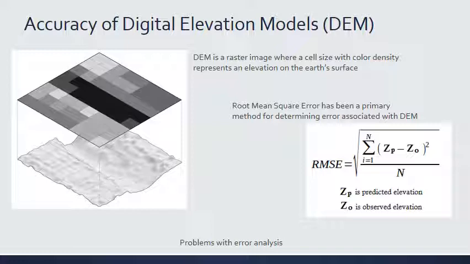And the common method in the past would be the root mean square error, where you would take a point where you would predict the elevation and you would subtract the observed elevation, sum that squared, and then divide it by how many iterations there are. And that's a common method. But there are serious problems with using the RMSE method to analyze digital elevation models.